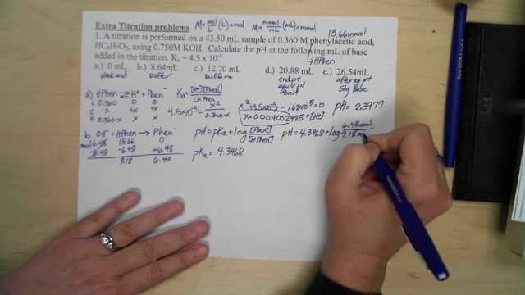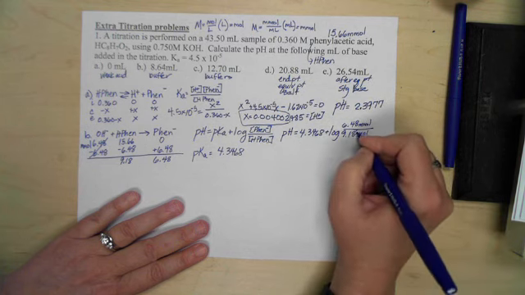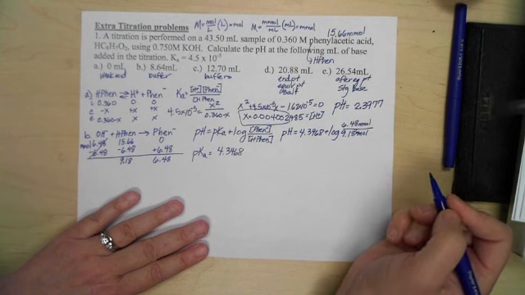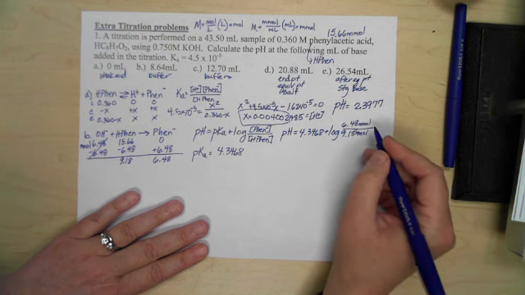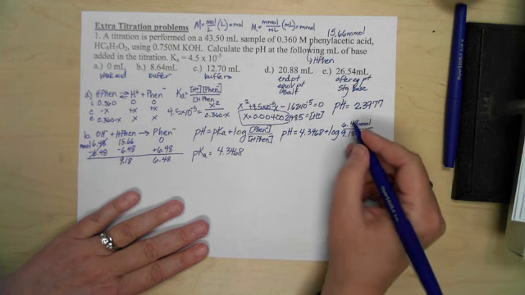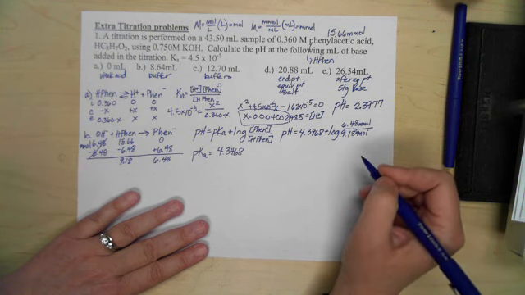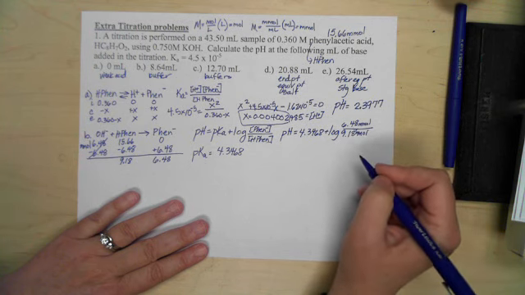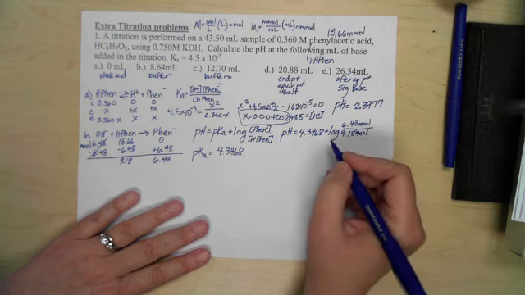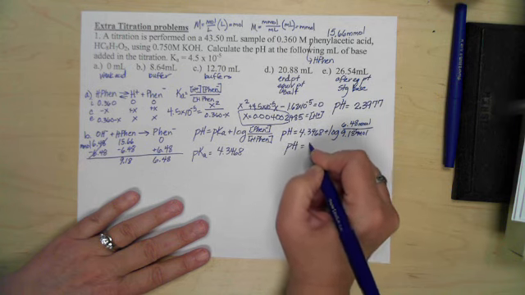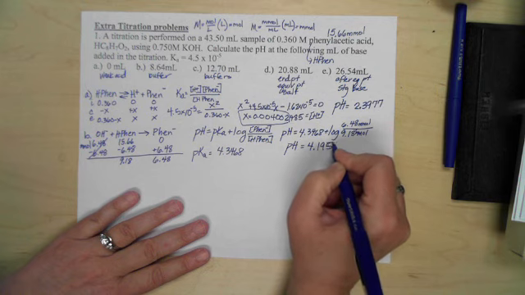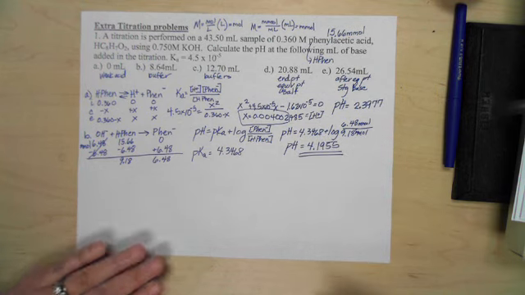Now, buffers are the only place you can use millimoles versus molarity, because it's the only place where you're in the same solution. So when you stack moles over liters, and the liters are the same, they cancel out. Any other time, salts, weaks, even strongs, you have to do molarity. Okay? So I'm going to do the algebra, and pH then is equal to 4.1955. So that's B.